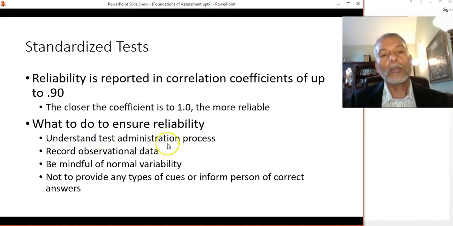So to ensure that the test is reliable, first you want to understand the test administration process. That is, you read the manual before you administer the test. You need to record the observational data that you collect. You need to be mindful of normal variability between one patient and another. There's a little margin of variability in performance. And you cannot provide any cues or hints of any sort to the patient, even with your hand.